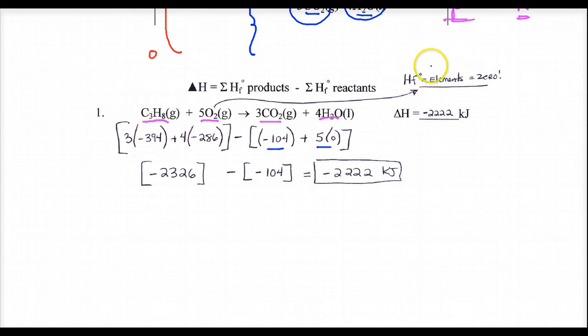So when we go to the tables, we'll see that propane does not have a heat of formation of negative 394. It has a heat of formation of negative 104. Where am I getting that from? Tables. And why am I putting it over here? Because it's products minus reactants. So this is a reactant, so its values will be on this side.